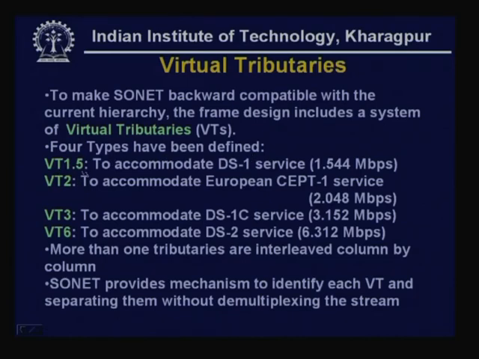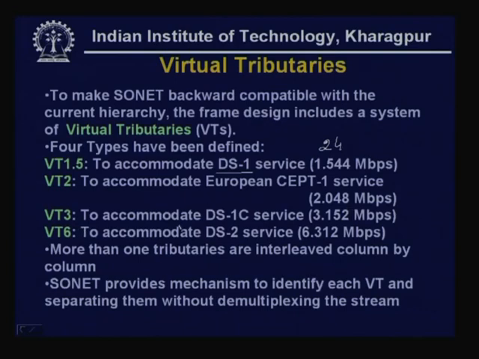One is VT 1.5, this is used to accommodate DS1 service, which is only 1.544 megabits per second. As you know, this can accommodate 24 voice channels, and VT2, which can accommodate European CEPT1 service, which has bandwidth of 2.048 megabits per second.